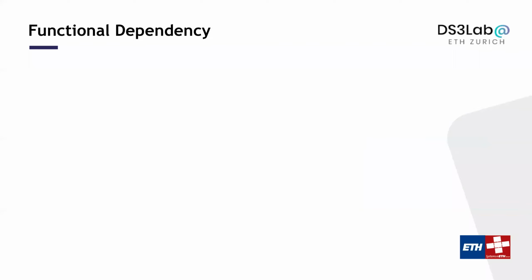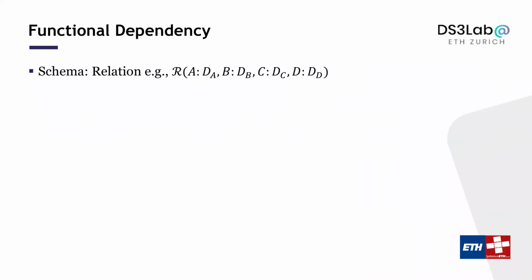Before we talk about normal form, let's recap a little bit and think about functional dependency to refresh our memory. What is a functional dependency? I'm given a relation schema R. Here, for example, we have 4 attributes in this relation, A, B, C, and D. Each one has a domain, DA, DB, DC, DD. And an instance of this relation will be a subset of the cross product among all the domains.